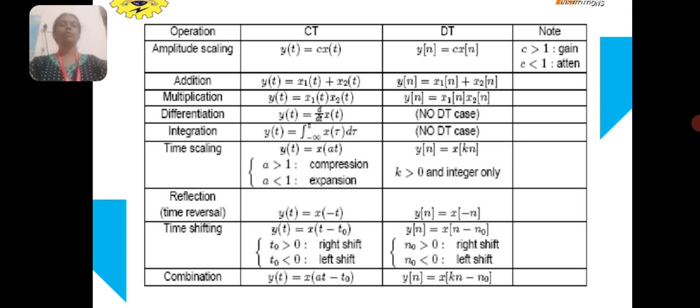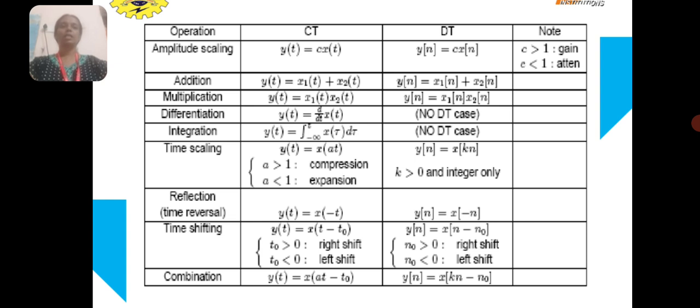And similarly for the discrete case also. Differentiation is applicable only for continuous time signals. Why? Because the differentiation is done with respect to change in time, whereas in a discrete time signal we can't have a continuous change over the time axis, therefore that is not applicable for discrete time signals. And similarly integration also, y of t is the integral from the lower limit to the upper limit of the function x of t dt, whereas this is not applicable in the case of discrete time signals.